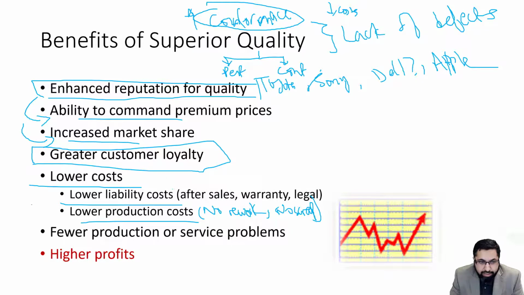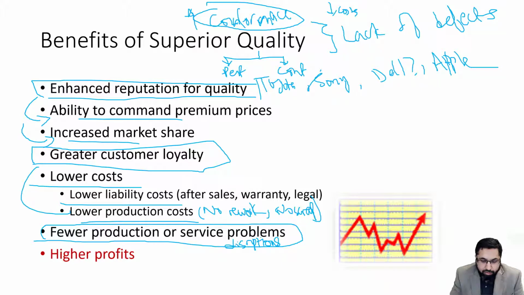So that's an advantage of conformance quality. There are fewer service or production disruptions, so you don't have disruptions on the factory floor because you ran into a defect and have to redo things. And higher profits. All of this, less cost and higher market share, leads to more profits, especially in the long run.